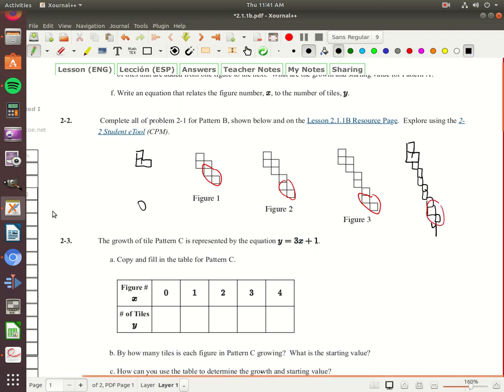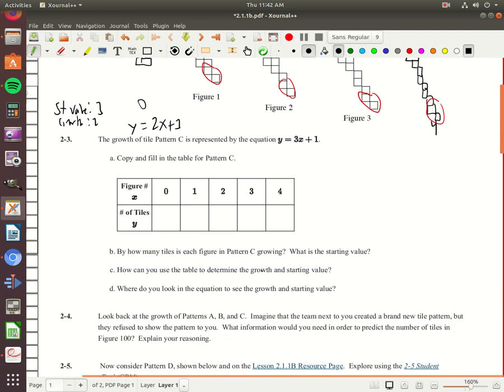It looks like my starting value is going to be 3, and it looks like my growth is 2. So I should have the equation y equals 2x plus 3, right? And if I plug 0 in there, I get 3. If I plug 1 in here, I get 5. If I plug 2 in here, I get 7. 3 in here, I get 9. So that definitely seems to be working.